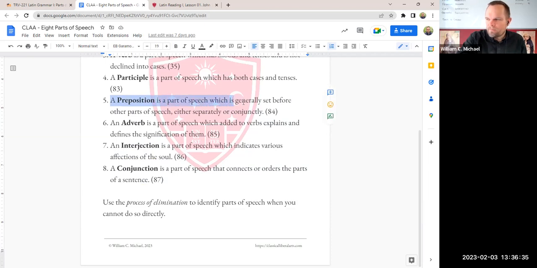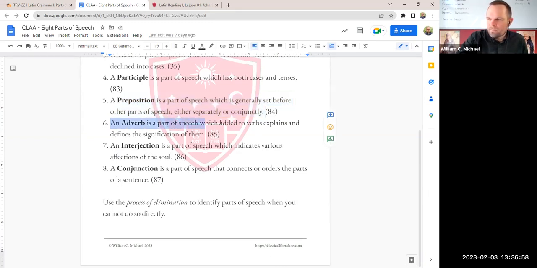A preposition is a part of speech which is generally set before other parts of speech, either separately or conjunctly. Could apud be a preposition? Yes or no? I see some of you are trying to leapfrog me here. You don't like the process and are just getting to the answer. That's fine, but it doesn't always work. So let's just walk through it. So apud can be a preposition.